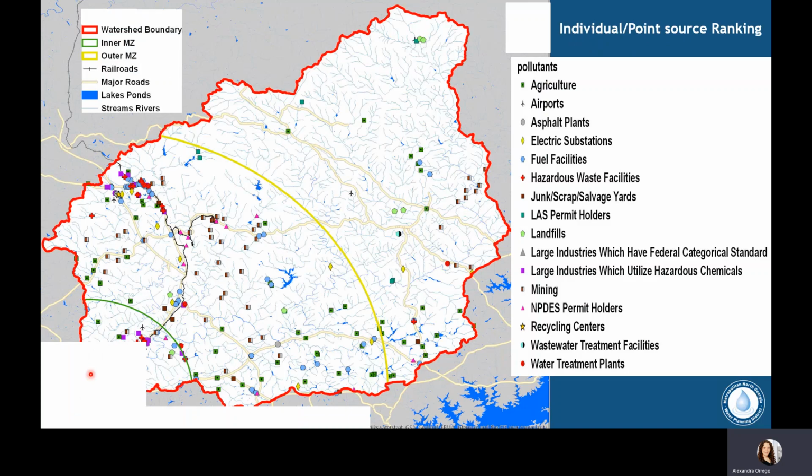So here's that mock example I was referring to earlier of what those management zones would look like within the water supply watershed. So you can see the IMZ in the green line here. So that would be 7 miles from the intake. And then we have the OMZ in yellow, while everything within the watershed past the yellow is the NMZ. So this extra area here is the non-management zone. And depending on the size of the water supply watershed, you may have a non-management zone and you may not. Again, it just depends on that size.